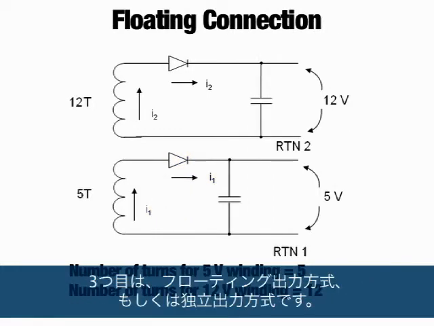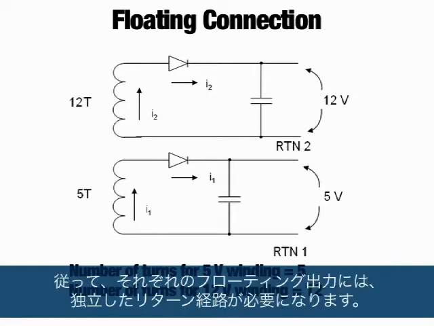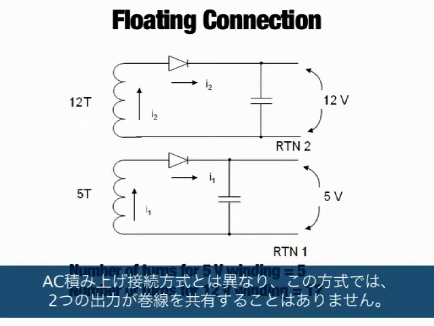The third is floating or independent outputs. Here, the outputs are galvanically isolated from one another. Each floating output has an independent return path. Unlike AC stacking, there is no sharing of turns between outputs in this case.